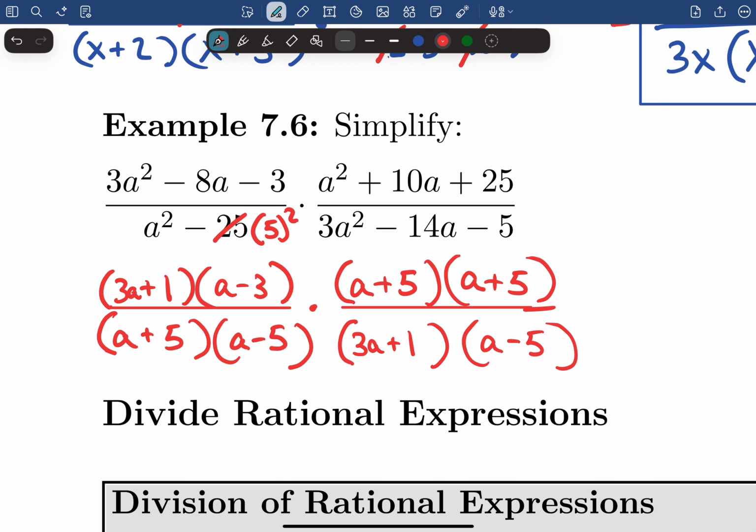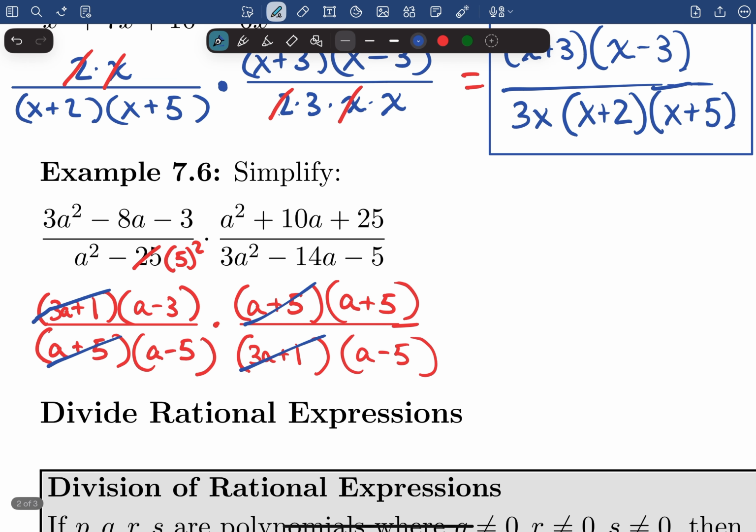I've completed all of my factoring, and now that I've factored everything, now's the fun part, because I'm going to be able to cancel everything I see on top and bottom, because everything's in terms of factors now, not in terms of terms. So you see this 3a plus 1? It's on top and on bottom, so they cancel. And you see this a plus 5 on the bottom? Well, there's an a plus 5 on the top, and those cancel. And that's everything that cancels. Nothing else cancels on top and bottom.